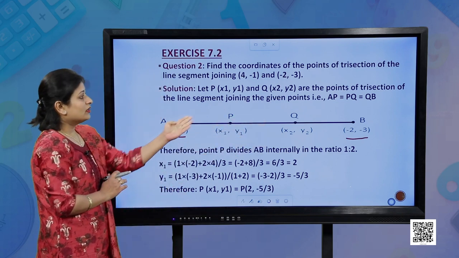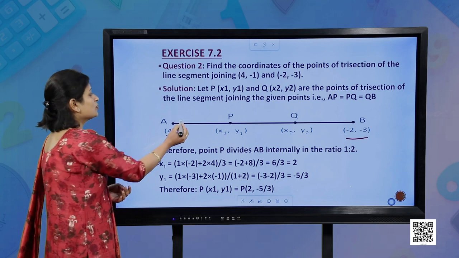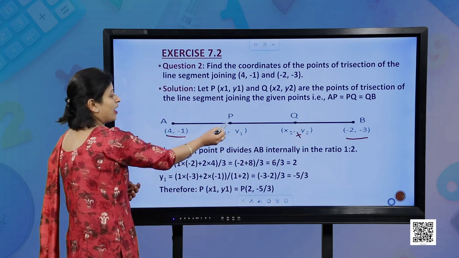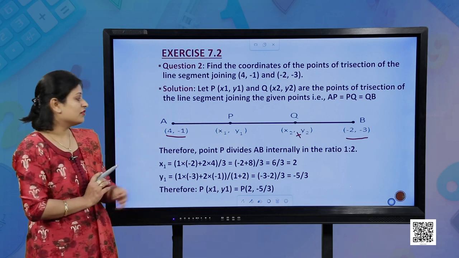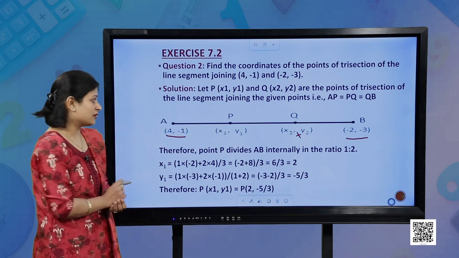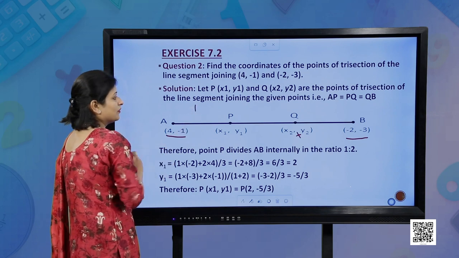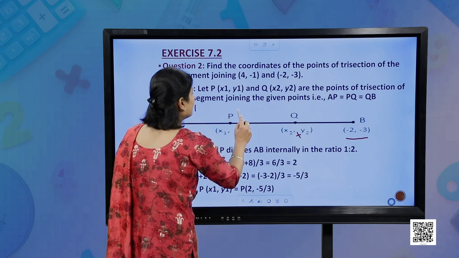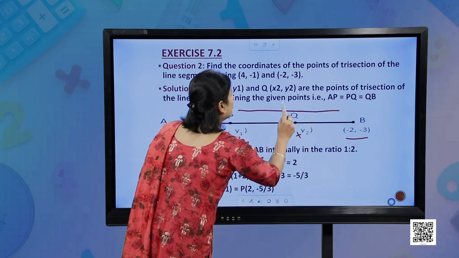Suppose these three are equal. So, if I do not consider this point, I have to find the value of P, which is (x1, y1), first. So, this is 1. Since this is divided into two equal parts, I will take this as 2.